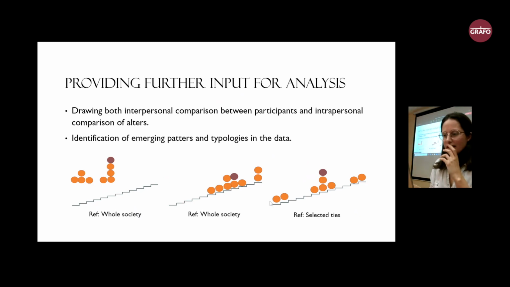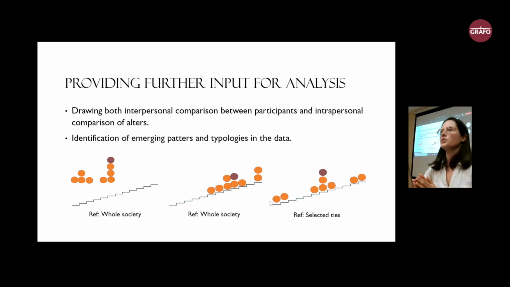For example, in the social status exercise, we didn't give a reference of the social status, in the sense that we didn't tell the participant to think about the status of the whole society, or think about the status of the people you know. We didn't tell them that. So when looking at the data, it's pretty clear that there are three different approaches. A group of participants took the whole society as a reference, the status of all the members of society.